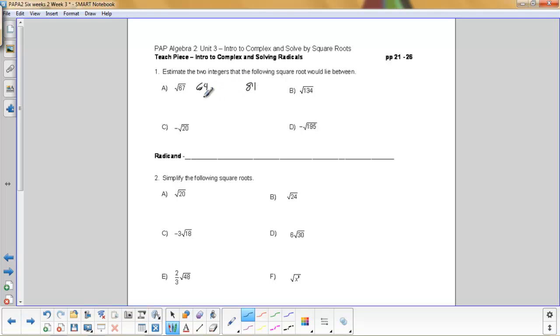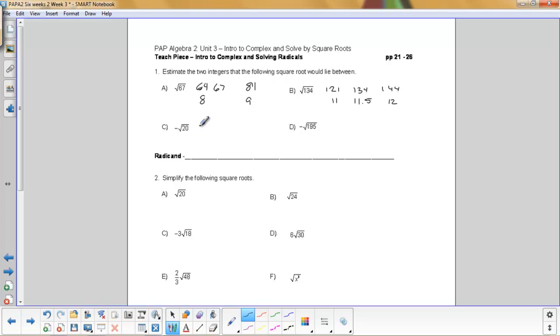64 is 8. And 81 is 9. 67 is close to 64. Therefore, the square root of 67 is approximately 8. 134 lies between two perfect squares, 121 and 144. That's 11 and 12. It lies relatively in the middle of, so we're going to say that the square root of 134 is approximately 11.5.